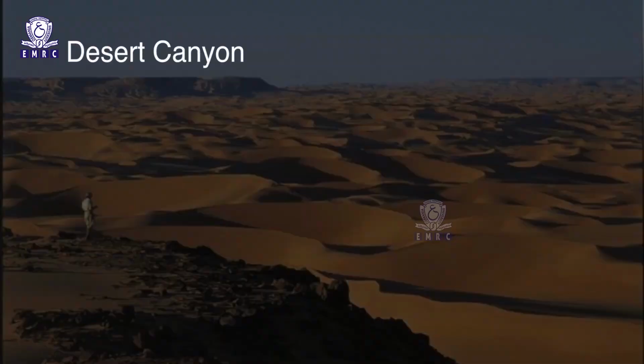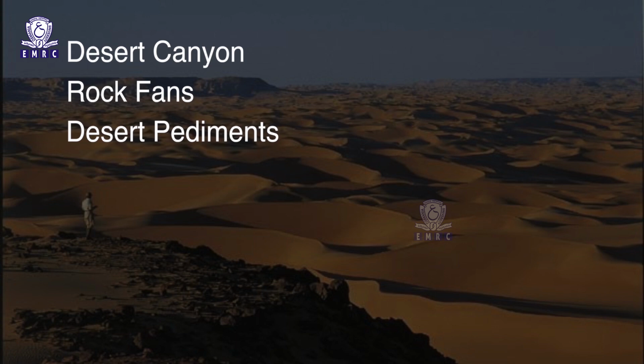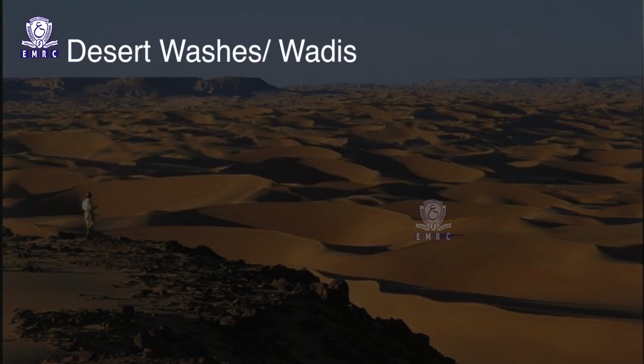The desert landscape is characterized by typical features which include fluvial landforms such as: 1. desert canyon, 2. rock fans, 3. desert pediments, 4. bajada, 5. playa lakes, 6. desert washes or wadis, and 7. bolsons.